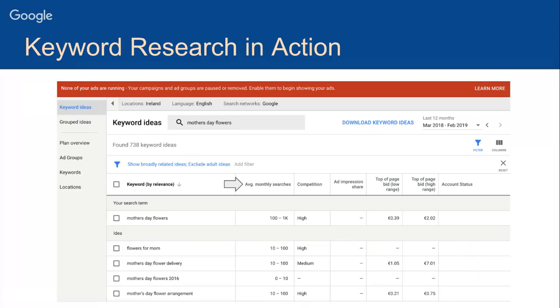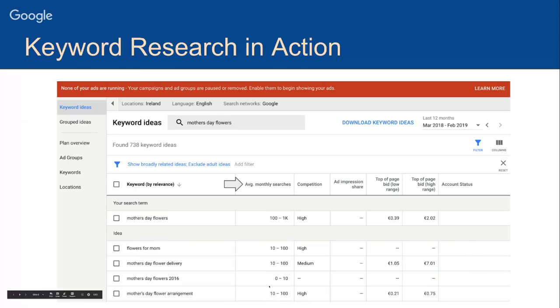This is a really important metric because it tells you how popular a search term is. If we look at the search terms here below Mother's Day flowers, for the ideas, you get flowers for mom, which has a monthly search volume of 10 to 100, so it's less than Mother's Day flowers. If you were to decide to write a piece of content with a main keyword of Mother's Day flowers, you would expect to get more clicks and more traffic from that keyword as opposed to flowers for mom, or even any of the keywords below your search term idea.